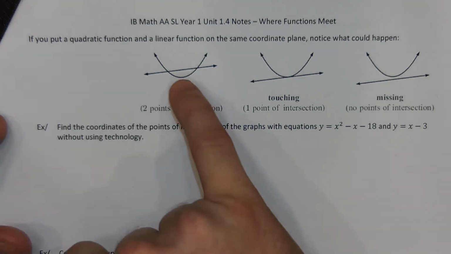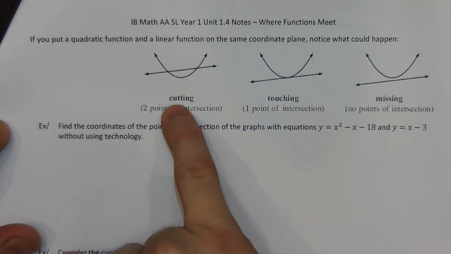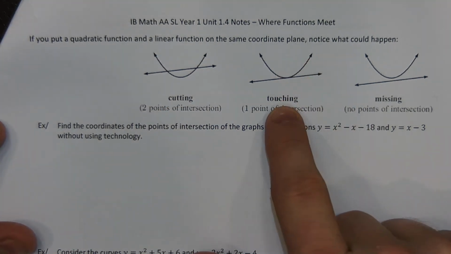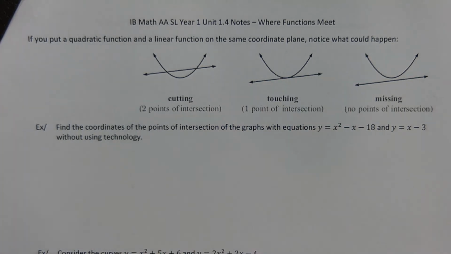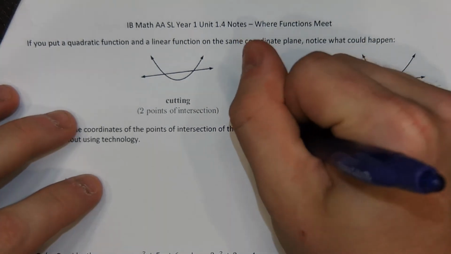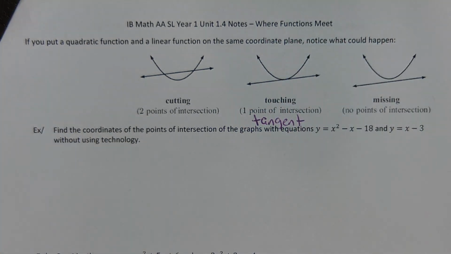So what we've got here is a line crossing right through the quadratic, using that term cutting like it does with the x-axis. It means it goes right through. Touching, meaning, well, the curve glances off of the straight line and doesn't go all the way through it, kind of like when your vertex is on the x-axis. This is known as being tangent. This line is tangent to the curve. That's how you would describe that. And this one, well, they don't cross each other at all, so they just completely miss each other. Okay, that's all there is to it.